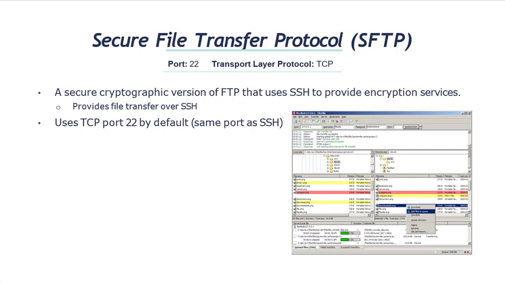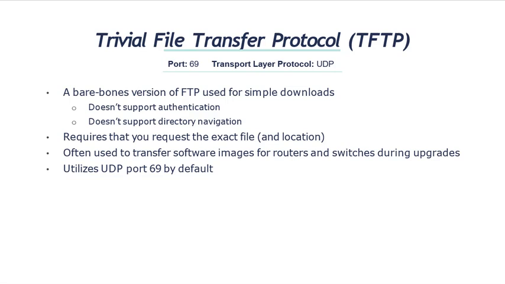Now let's take a look at trivial FTP. So trivial FTP is called trivial for a specific reason because it is a bare bones version of FTP, and it's typically used for simple file downloads. There's no functionality for authentication. There's no functionality for directory navigation. We can't do all the things that we can do with the general FTP protocol and the secure version of that. With trivial FTP, I upload a file and then people can simply download it.